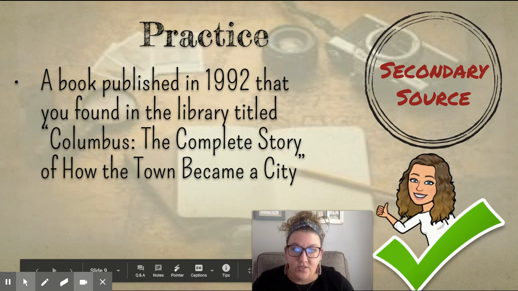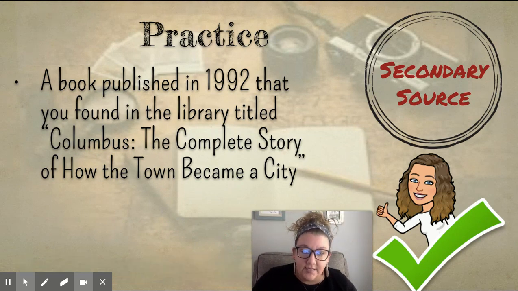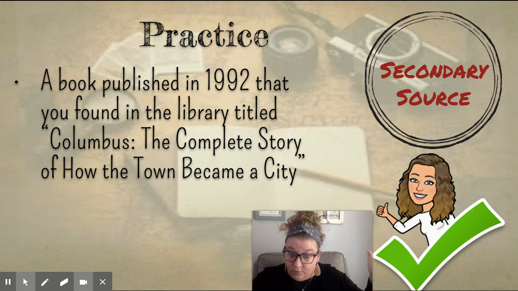It is a secondary source. So that book is a secondary source, and things that clue me in: it is the complete story of how the town became a city, and it was published in 92. So here's some things that hopefully we know. Columbus, the city of Columbus, is much older than 1992. We have been an established city in Ohio for well over 150 years. So I know that something written in 92, nearly hundreds of years after we were first established as a city, is probably going to be a secondary source. But when something also says complete, that means the story is complete. It's done. We have been a city. And so that's going to tell me that this is a secondary source as well.